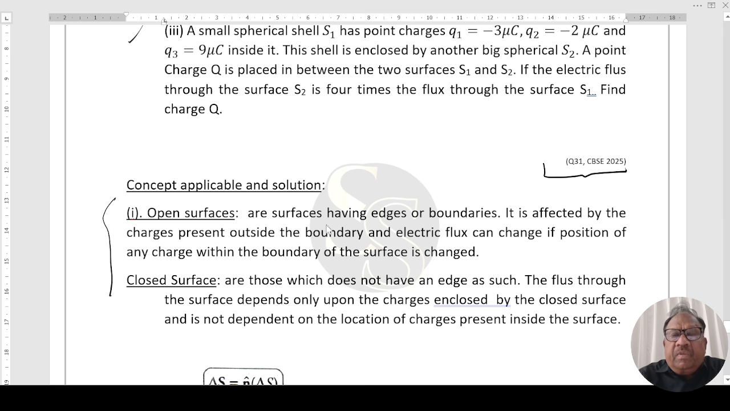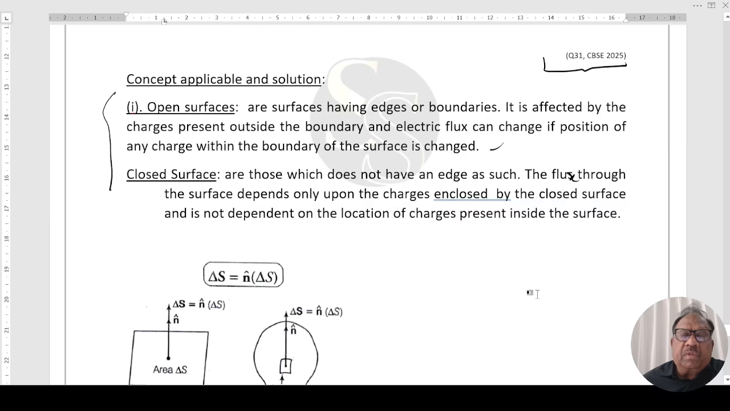Open surfaces are surfaces having edges or boundaries. The flux is affected by the charge present outside the boundary, and the flux can change if the position of any charge within the boundary of the surface is changed. Closed surfaces are those which do not have an edge, and thus the flux through the surface depends only upon the charges enclosed by the closed surface and is independent of the location of the charges present inside the surface.